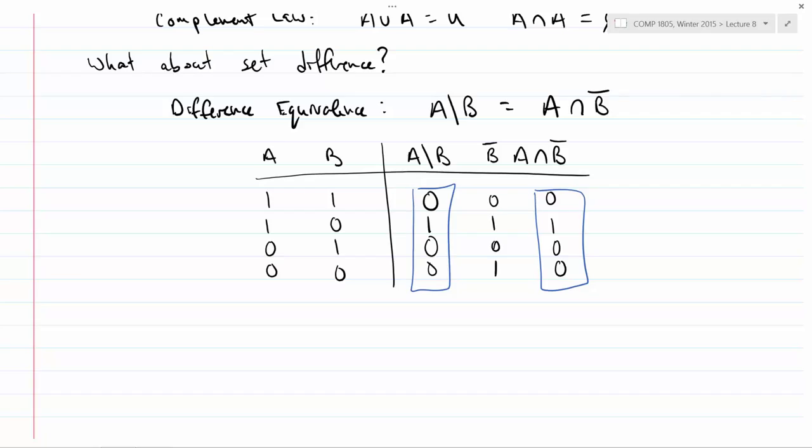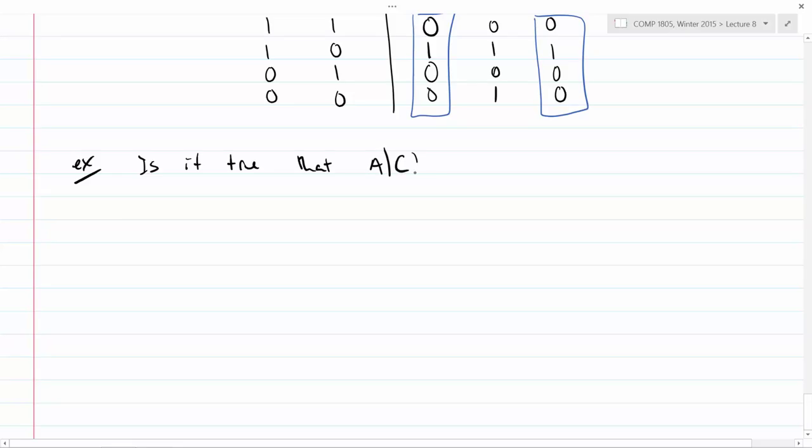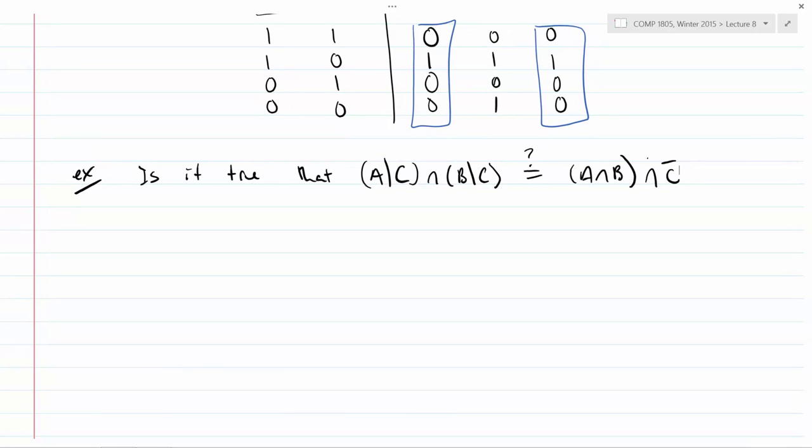All right, so let's see an example of how to do this. Let's check to see, is it true that A minus C intersect B minus C is equal to A intersect B intersect C complement? So is that thing true? That's what I'd like to know.